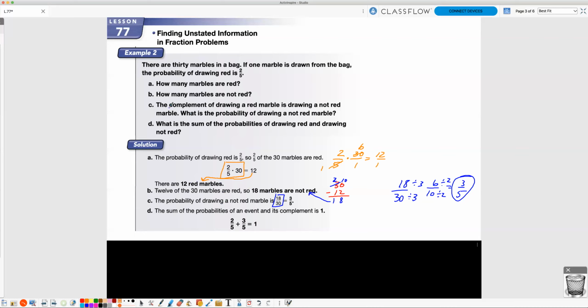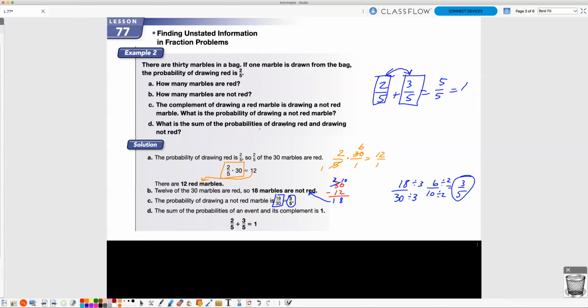What's the probability of drawing a not red marble? So that would have been 3/5. That's what we understood there, because if you had the 2/5 plus 3/5, that equals 5/5, and that equals 1 whole. So you can see these two are complements to each other.